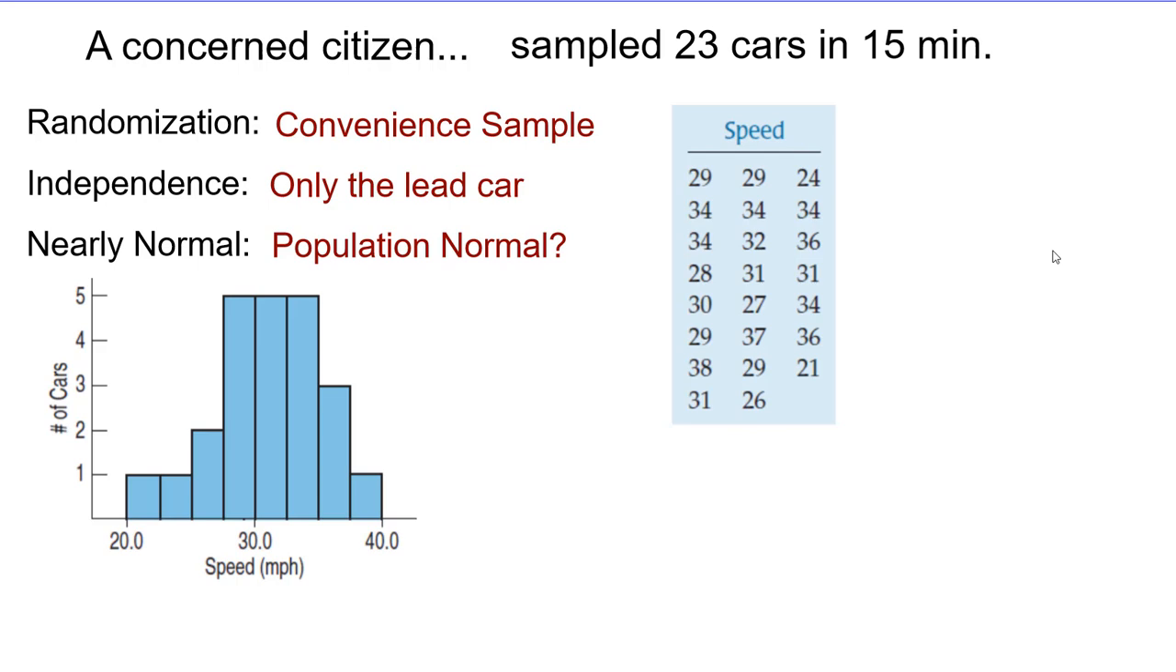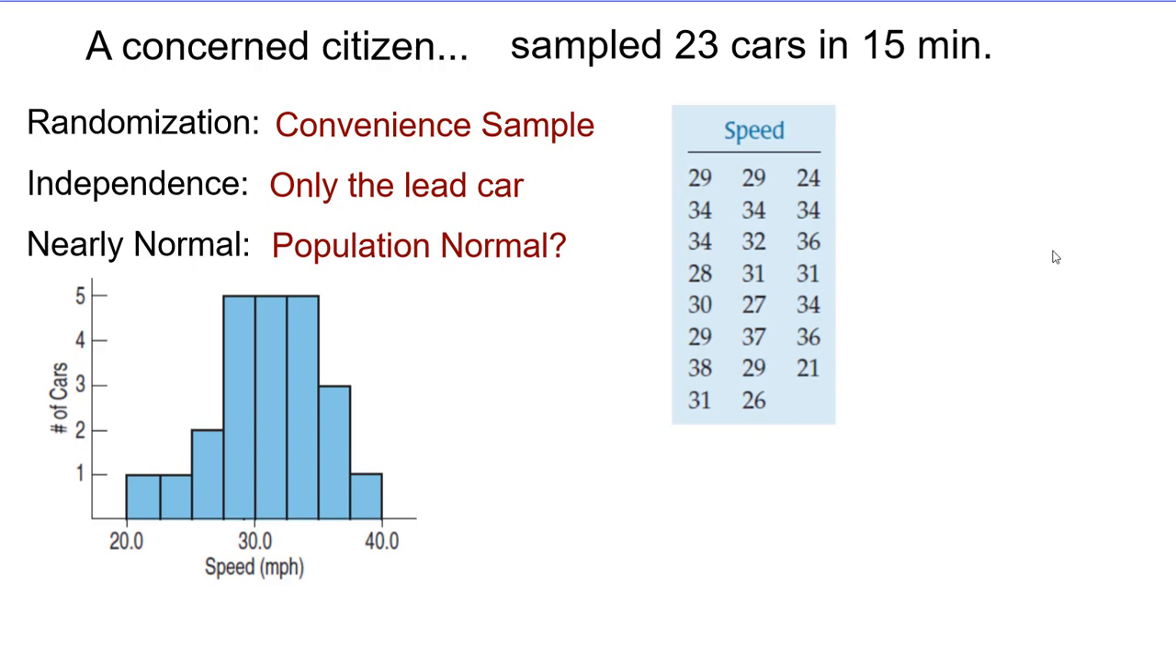Also, we're sampling without replacement, and we're only sampling the lead car. So we might have some issues there. So again, we would make sure that we told people our method when we publish the results. We're also sampling without replacement, but as long as we're sampling less than 10% of the population, which we obviously are, less than 10% of the people that drive through in 15 minutes, right? Definitely, it's going to be less than 10% of all the people that drive through in any given day.